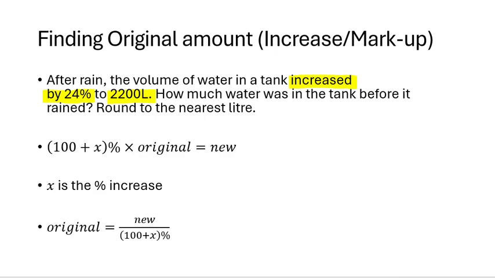So let's just have a look here. After rain, the volume of water in a tank increased by 24% to 2,200 liters. How much water was in the tank before it rained? Round to the nearest liter. So this right here, this is the method. If you have a look right here, this is method two. That's the formula for method two.